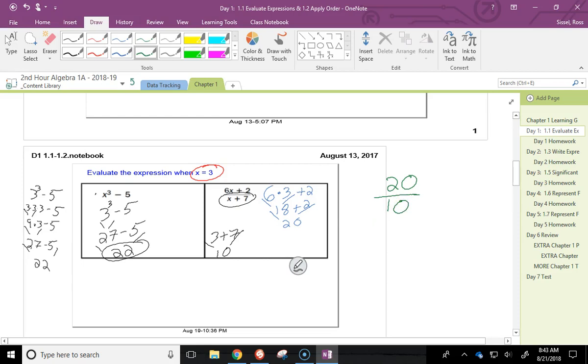And then we have to simplify. What is 20 divided by 10? 2. Our final answer is 2.